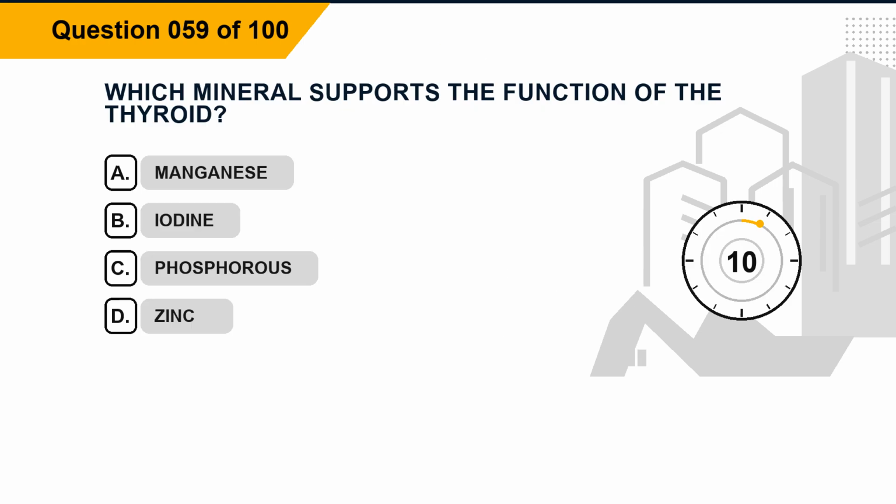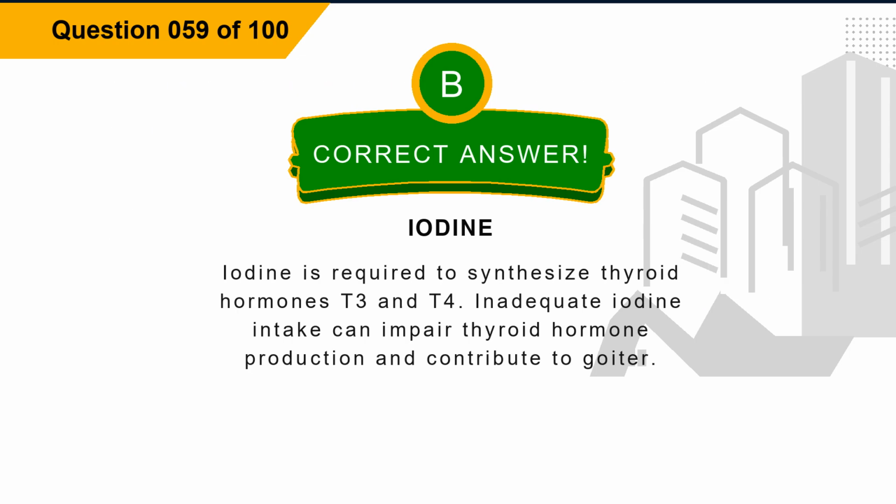Question 59. Which mineral supports the function of the thyroid? Option A, manganese. Option B, iodine. Option C, phosphorus. Option D, zinc. The correct answer is option B, iodine. Explanation. Iodine is required to synthesize thyroid hormones T3 and T4. Inadequate iodine intake can impair thyroid hormone production and contribute to goiter.